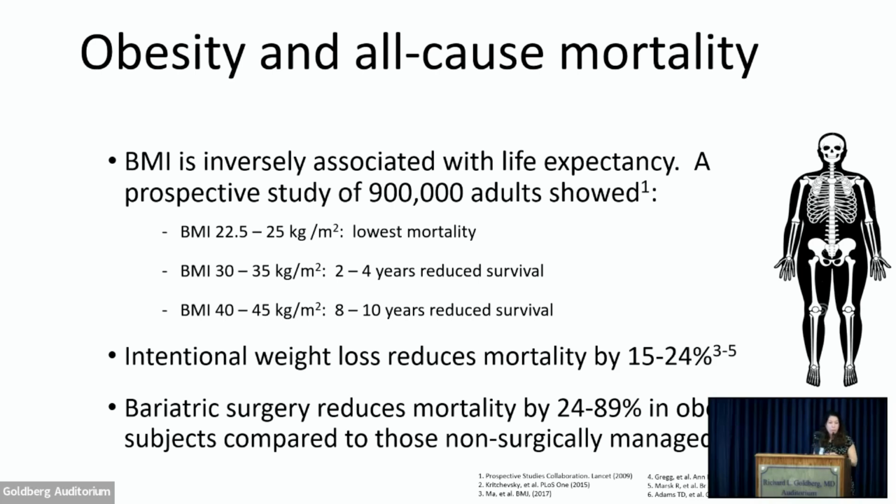And again, it's really important because we know obesity increases the risk of death. The lowest mortality in this large meta-analysis of almost 1 million patients was seen with a BMI in the 22 to 25 range. Once you got up to a BMI of 30, there was about 2 to 4 years of reduced survival. And once BMI was above 40, which we'll talk about later, but that's the most severe class of obesity, it takes 8 to 10 years off of your life. But the good thing is that when we have intentional weight loss or more aggressive interventions like bariatric surgery, this is shown to have a statistically meaningful reduction in mortality outcomes.